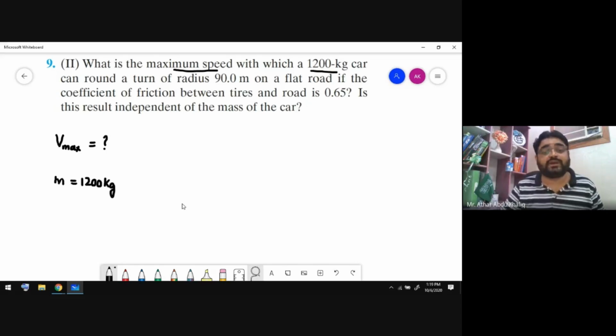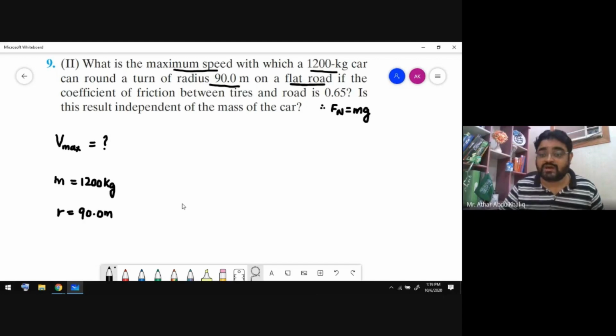And the car is going to take a turn of radius 90 meters. The third thing that is given to us is the radius, that is 90.0 meters. So 90.0 meters is the radius of the turn on a flat road. This is a very important word. Whenever a flat road is written, I told you that for sure Fn will be equal to mg. For a flat road, Fn is equal to mg.